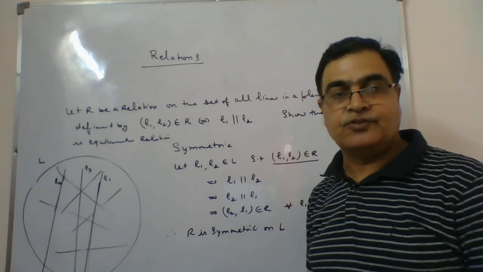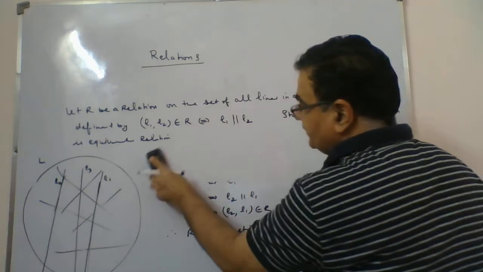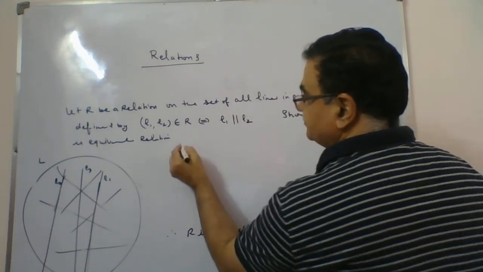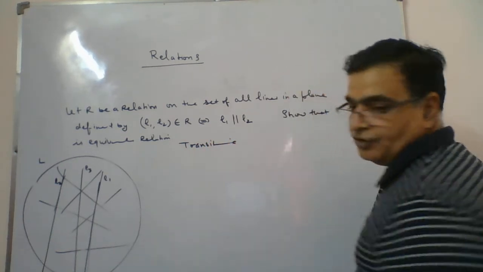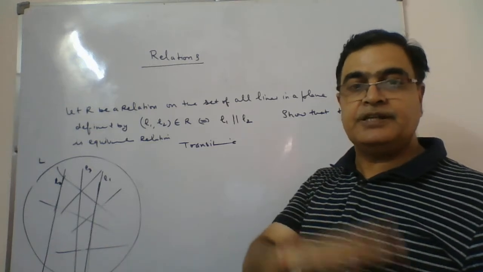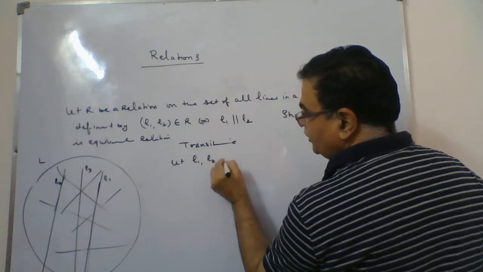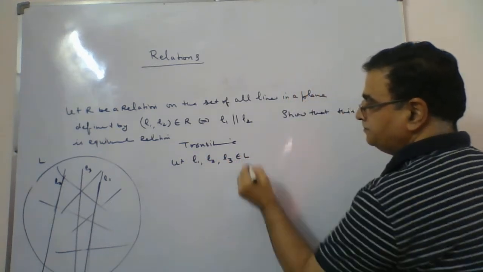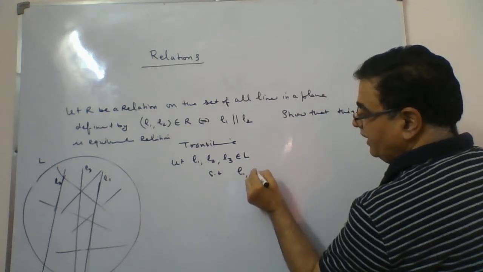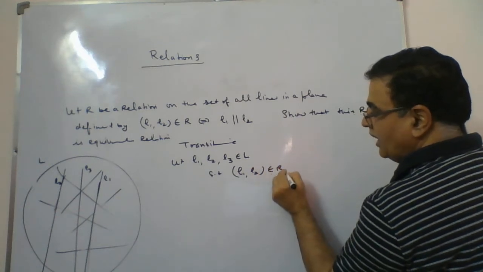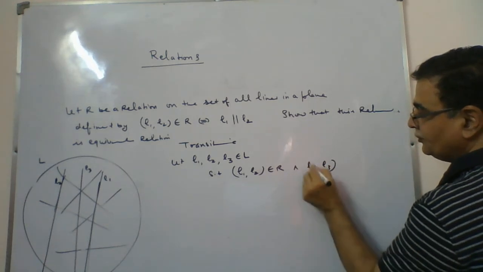Then coming on transitive. Next type we have to prove, that is transitive. So now in transitive relation, we will be having three members. A relates with B, B relates with C, then A and C must relate. So we will start with this. Let L1, L2, L3 belong to L, such that, what condition am I taking? (L1, L2) belongs to R. These two are related. At the same time, (L2, L3) are related.